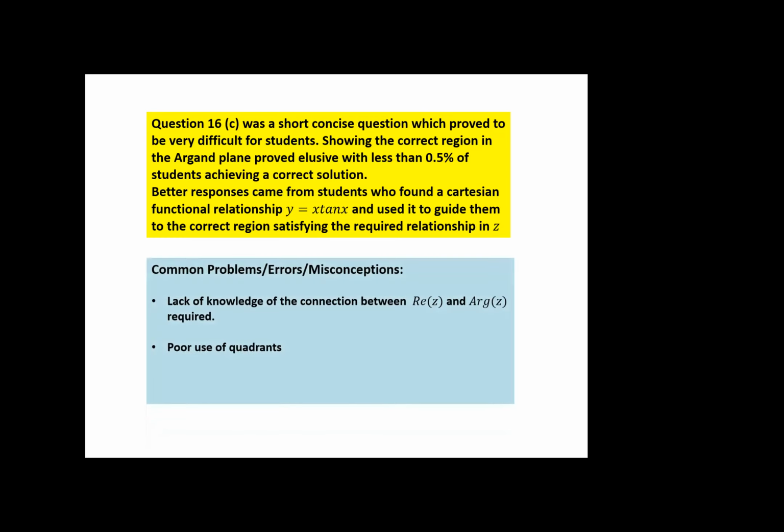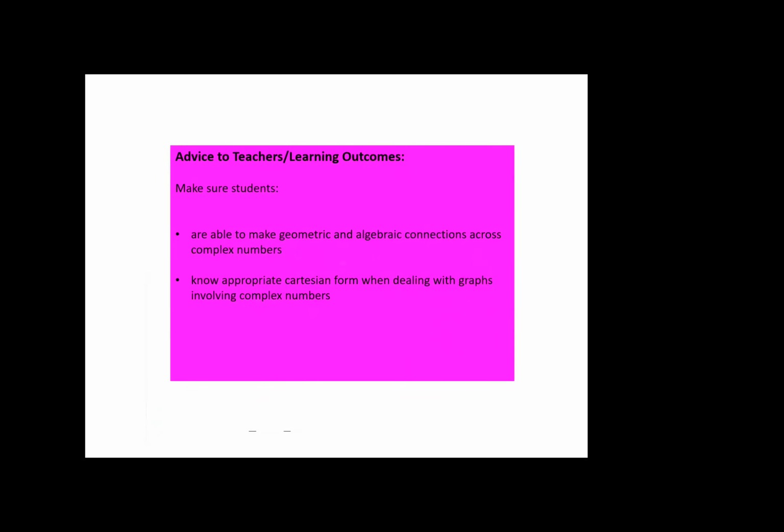Common problems, well, lack of knowledge of the connection between real z and argument z caused issues for the students. Not understanding that they could use Cartesian form, x's and y's, also caused them problems getting started. And beyond that, poor use of quadrants. Advice: make sure students are able to make geometric and algebraic connections across complex numbers, and know appropriate Cartesian form when dealing with graphs involving complex numbers.